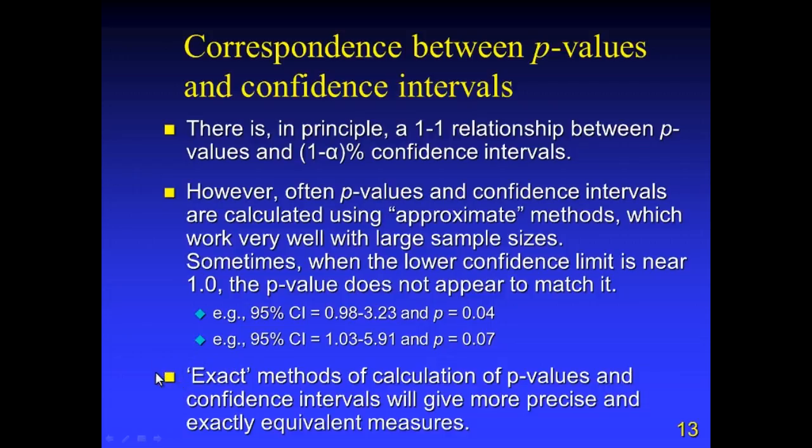The way to get around it is usually to use exact methods of calculation of p-values and confidence intervals. So most of the statistical packages offer the options of exact methods for the calculations, and if you choose those options, usually you'll find you've got p-values and confidence intervals which seem to line up together. It can be disconcerting when you get results like this, but you just need to revert to using exact methods of calculation, just so that they line up exactly.